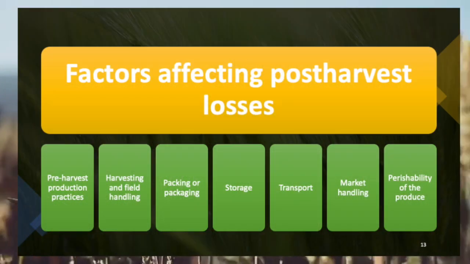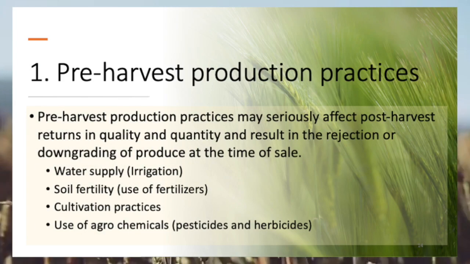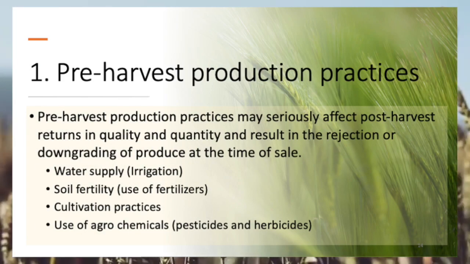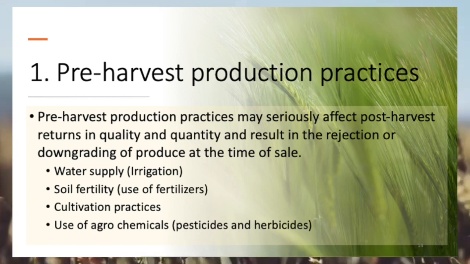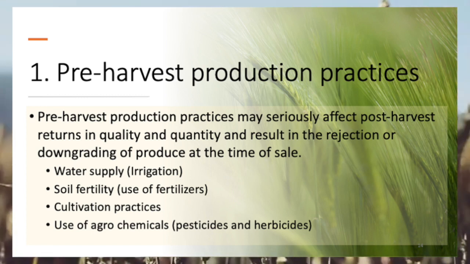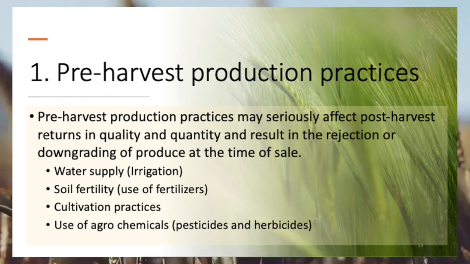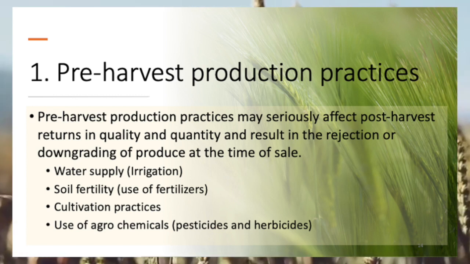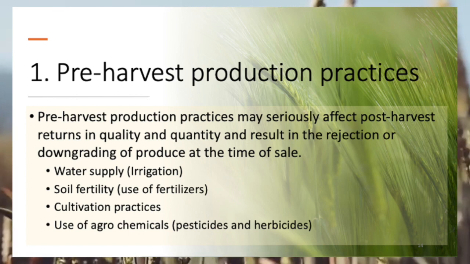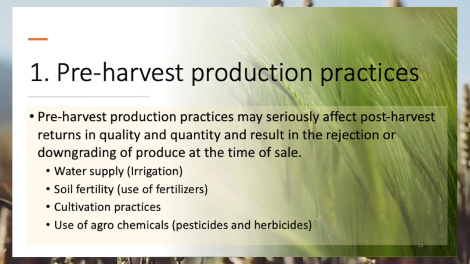The factors affecting the post-harvest losses are divided into 7 elements. Firstly, pre-harvest production practice. Pre-harvest production may have a severe impact on the quality and quantity of the post-harvest and will result in rejection or downgrading of the product at the time of sale, which includes water supply, soil fertility, cultivation practice, and use of agrochemicals.